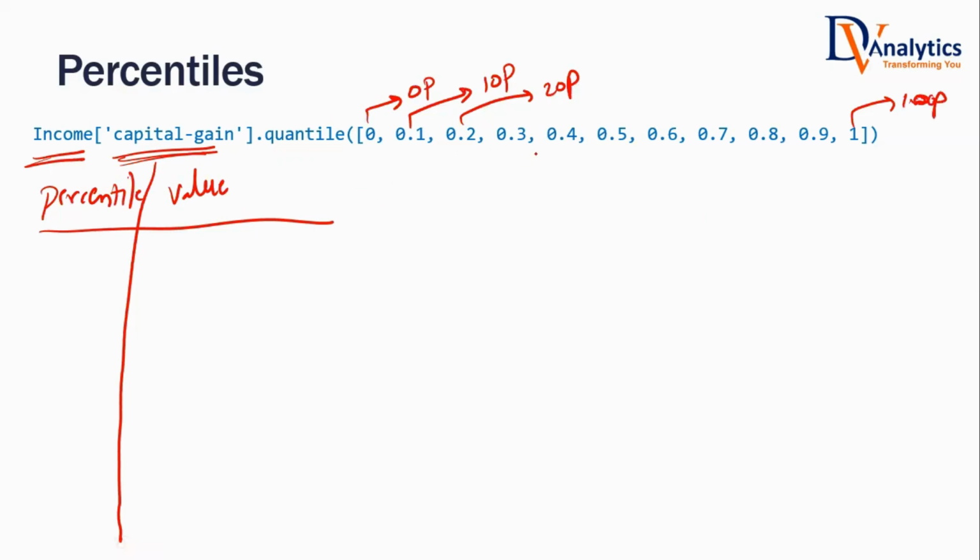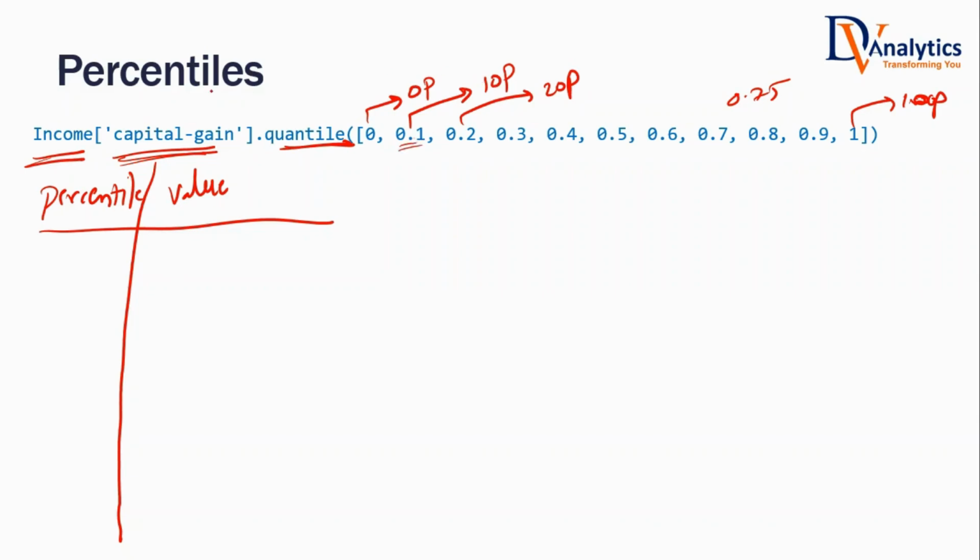How do you get, let's say, 75 percentile? If I want to get 75 percentile, how do you get that? You simply mention 0.75, then you will get the 75 percentile. That means what Python is going to do is, as soon as you use this quantile function, whatever theory we have seen, arrange the data, divide the data into pieces, and then find out what is that value in capital gain, where below it is 10%, above it is 90%, that will be given to you.